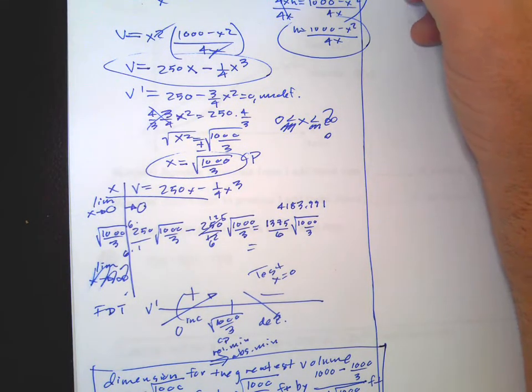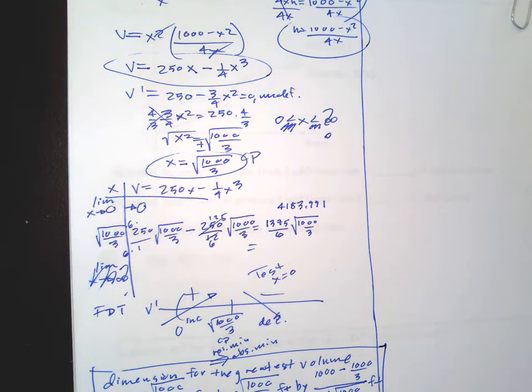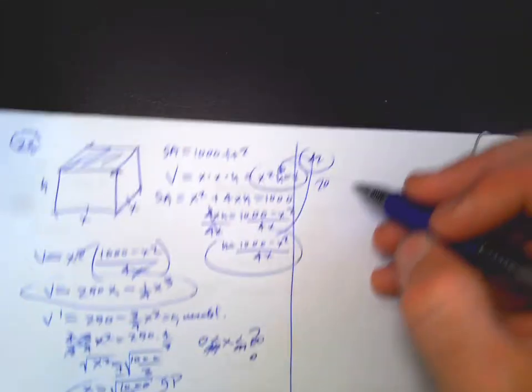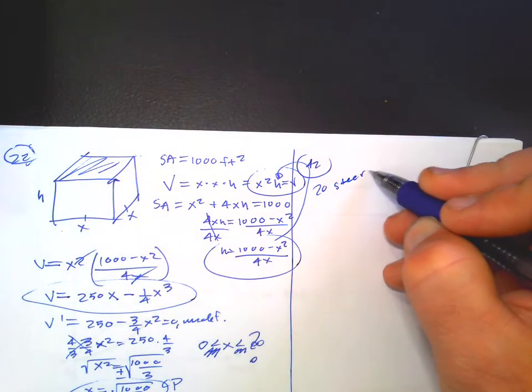Okay, 42. A commercial cattle ranch currently allows 20 steers per acre.